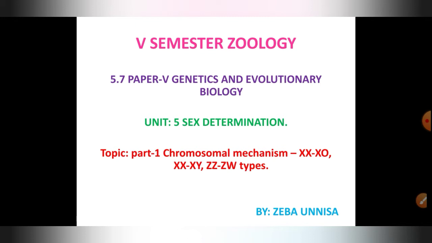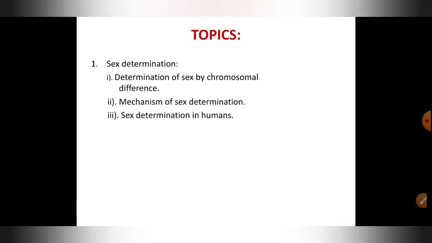In that chromosomal mechanism you will study three types of determination mechanisms. One is XX and XO type, one is XX and XY type, and another one is ZZ and ZW type of sex determination. We will start with determination of the sex by chromosomal difference, which is the first one. Then the mechanism of sex determination, the three types. Then how you go for sex determination, usually in case of humans.